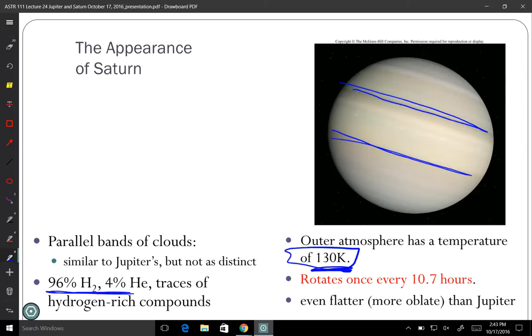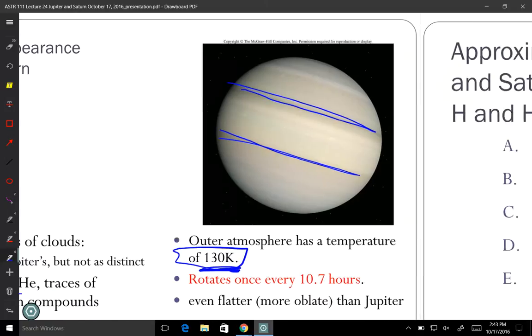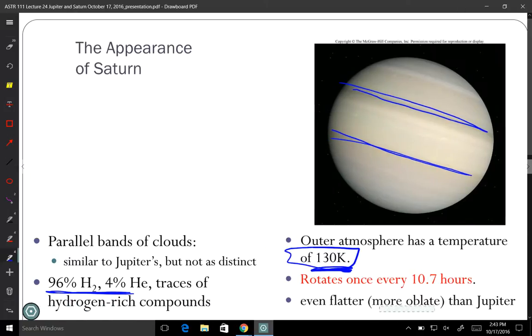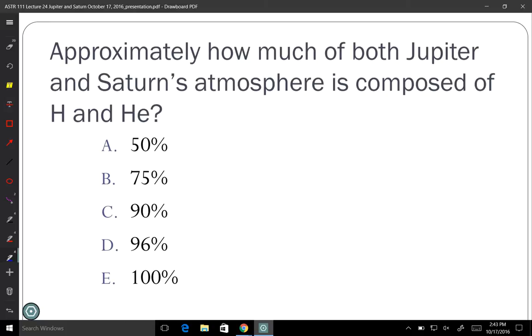Now we're going to talk about the weather here. By the way, Saturn is the most oblate of the planets. So, clicker question number 3.